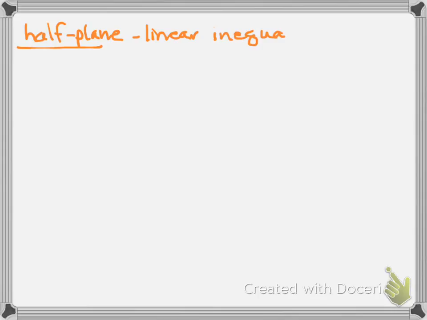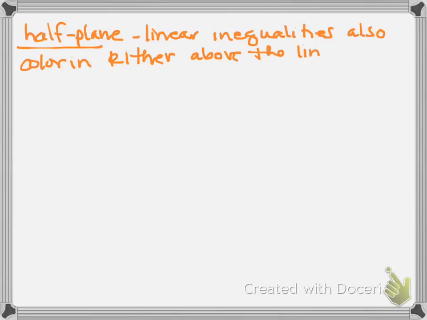So the next thing we have is called a half plane. And linear inequalities also color in either above the line or below the line. And again, the line I'm referring to is that boundary line that we've already put in. Okay?